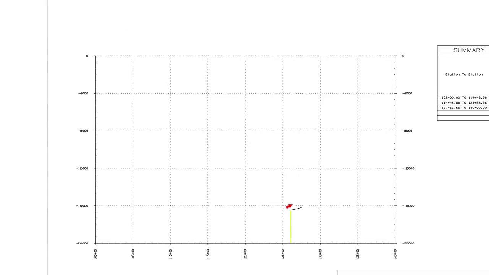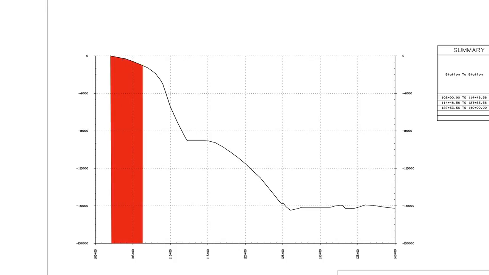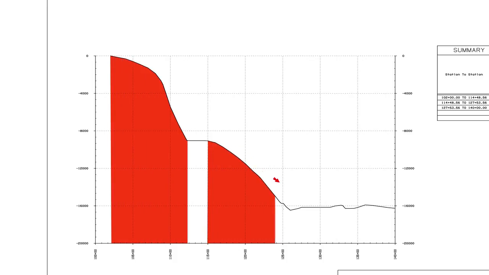As the mass line rises, so too does the volume of material. This indicates more material is being excavated than is being placed in the fill. When the mass line decreases, so too does the volume of material. This indicates more material is needed in the fill than is being excavated.